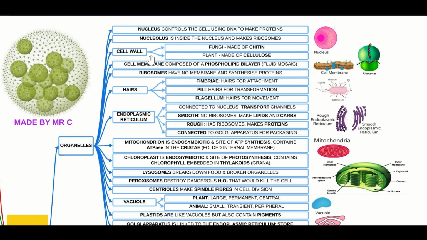Some cells have a cell wall. Fungi has a cell wall made of chitin. Plant cells have a cell wall made of cellulose. They all have a cell membrane composed of a phospholipid bilayer that uses the fluid mosaic model.